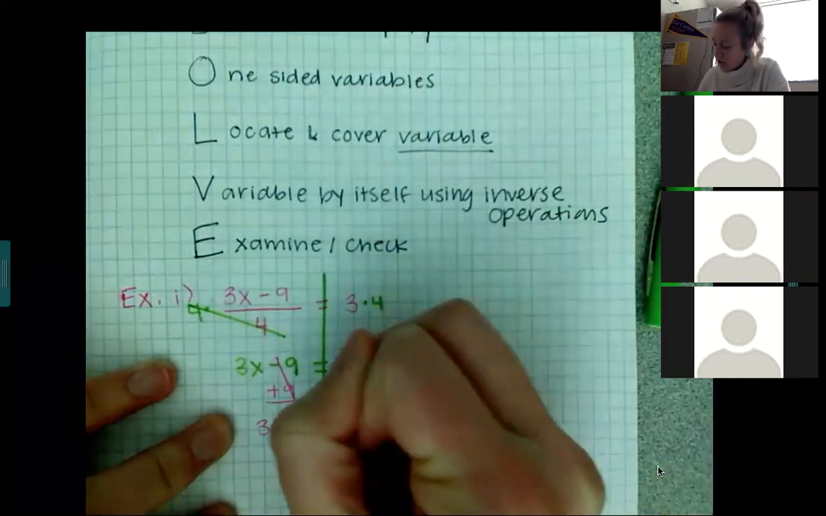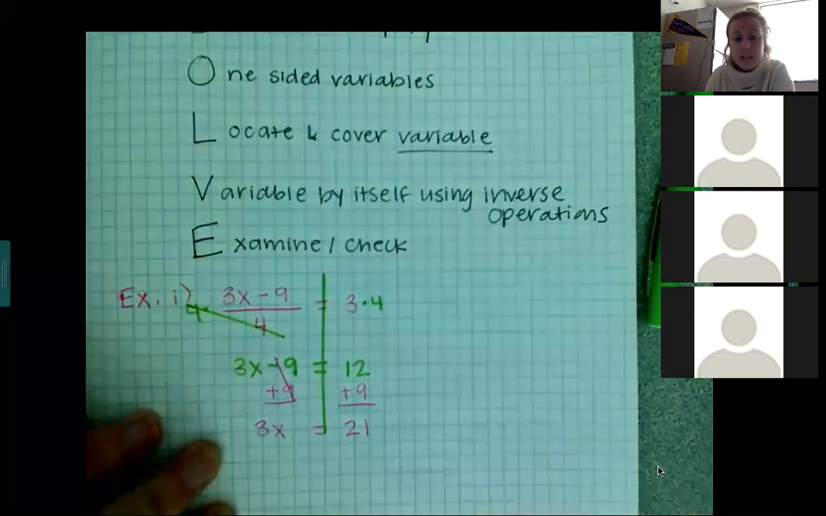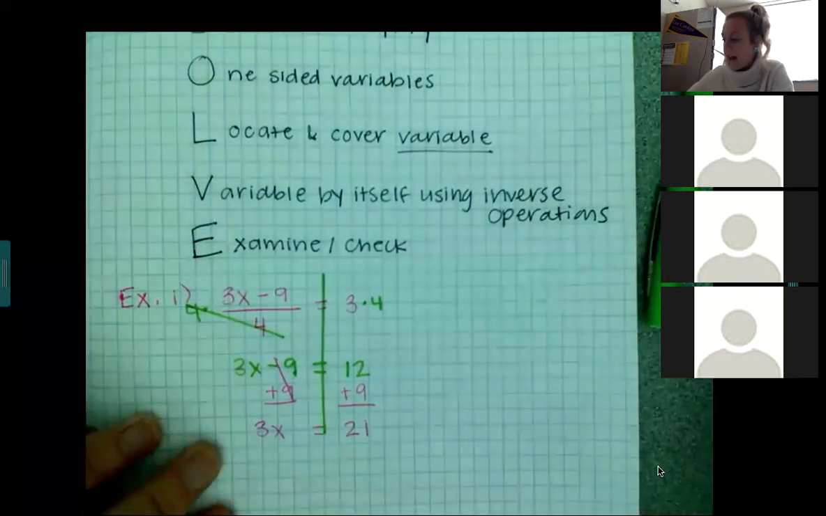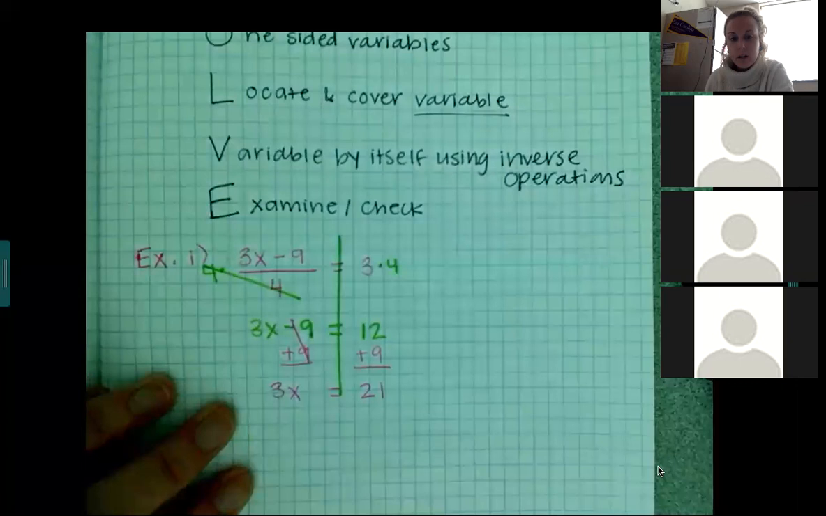21. Good, David. So 3x equals 21. Y'all are okay? Yeah. Okay. What's the last thing I got to do to get that x by itself? Divide by 3. Good job.